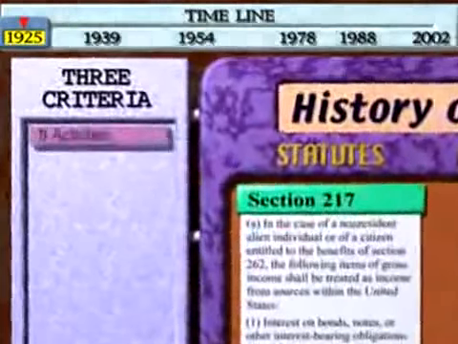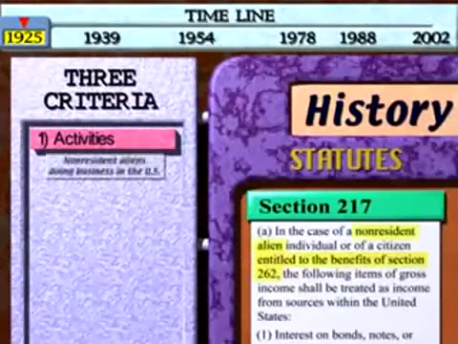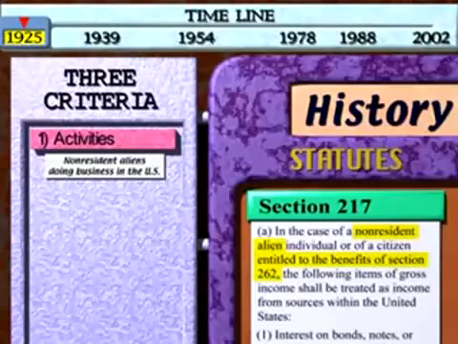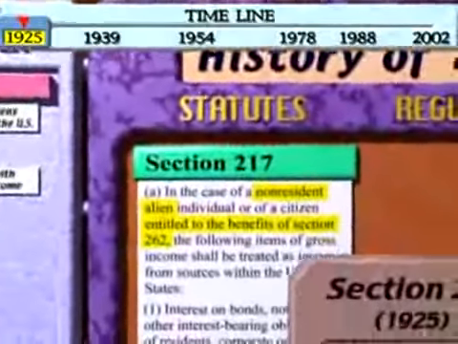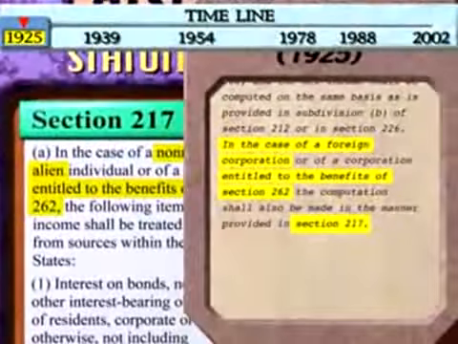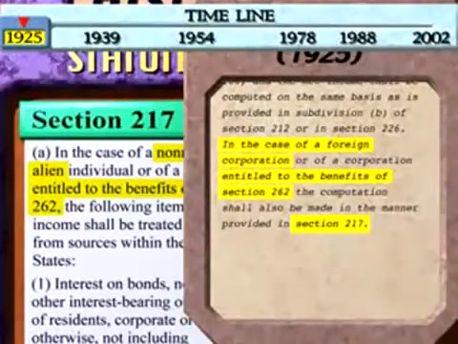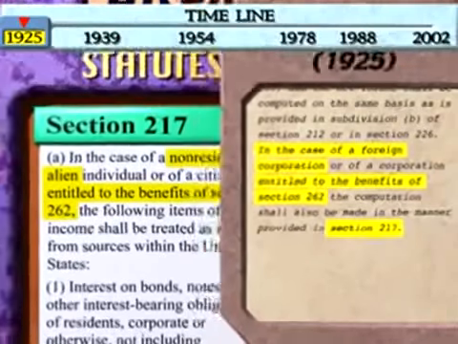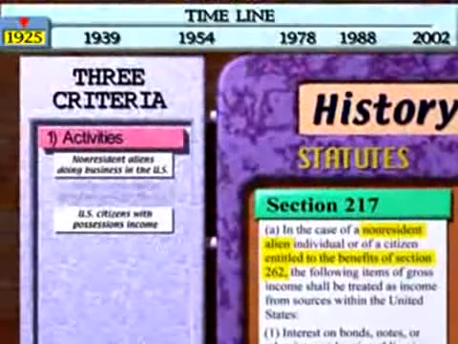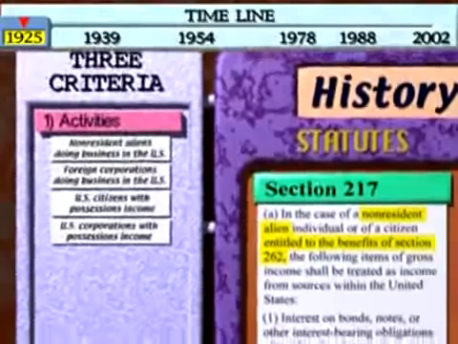First, one had to be engaged in a certain activity, namely a non-resident alien getting income from the U.S., or a citizen getting income from federal possessions. Back then, another section of the statutes showed that the rules in Section 217 also applied to foreign corporations and domestic corporations with possessions income, so we will add those to the list of specific activities.